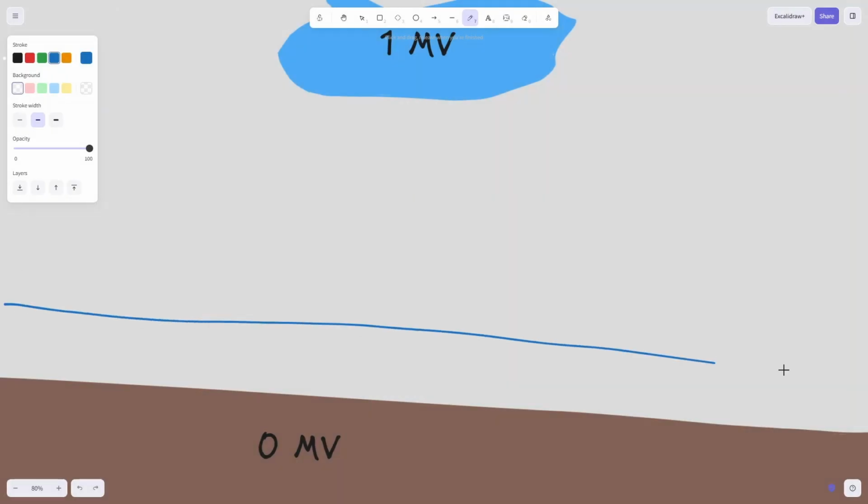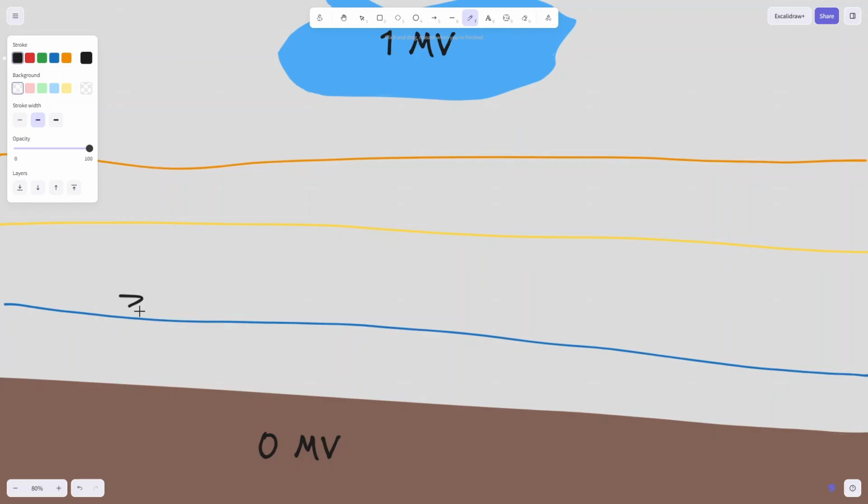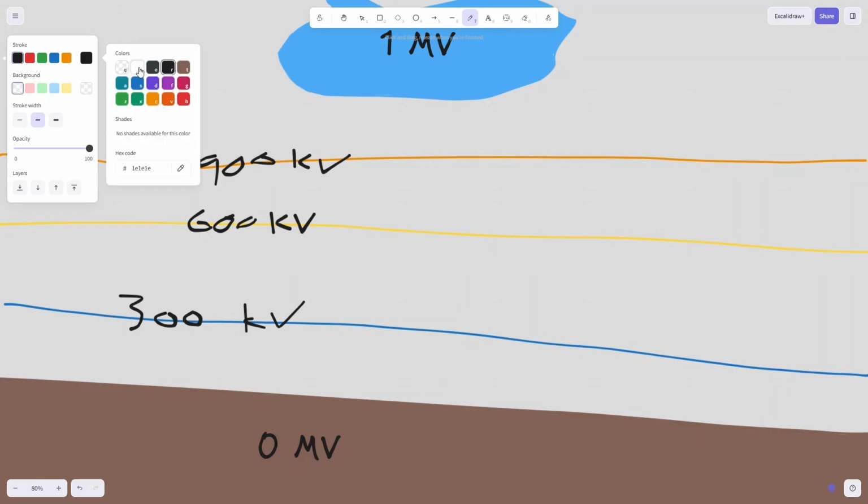We start by drawing the equipotential lines between the cloud and the ground. Each line sits at a potential. All along that line, the potential is the same, meaning that if we move a charge along the line, it's not going to gain any energy. But between the lines, there is a difference in energy. The first line sits at 300 kilovolt, the second line at 600 kilovolt, and the last line at 900 kilovolt.